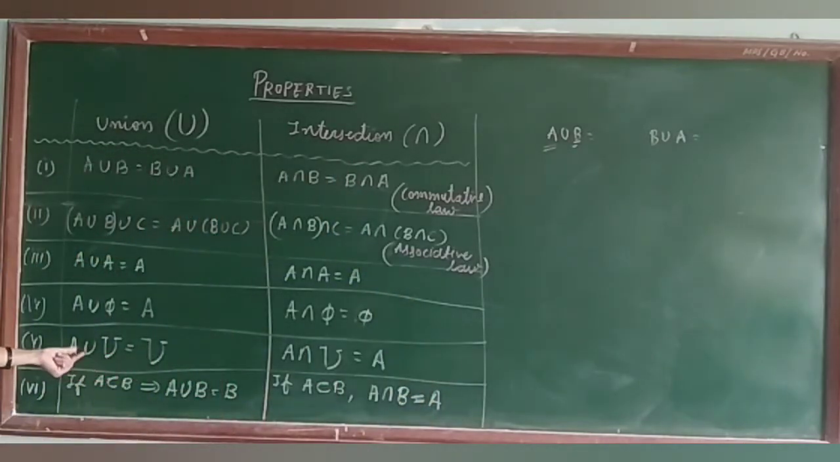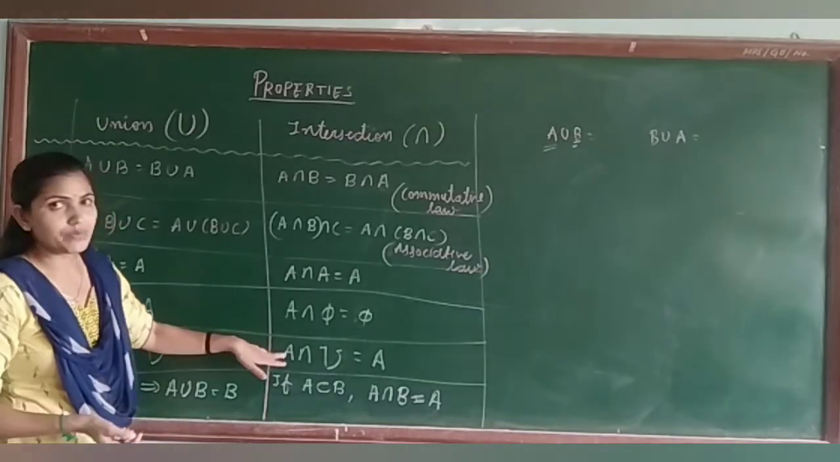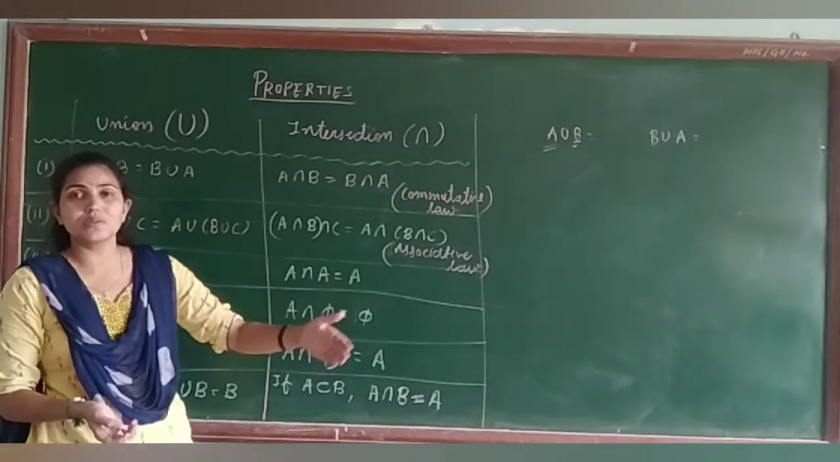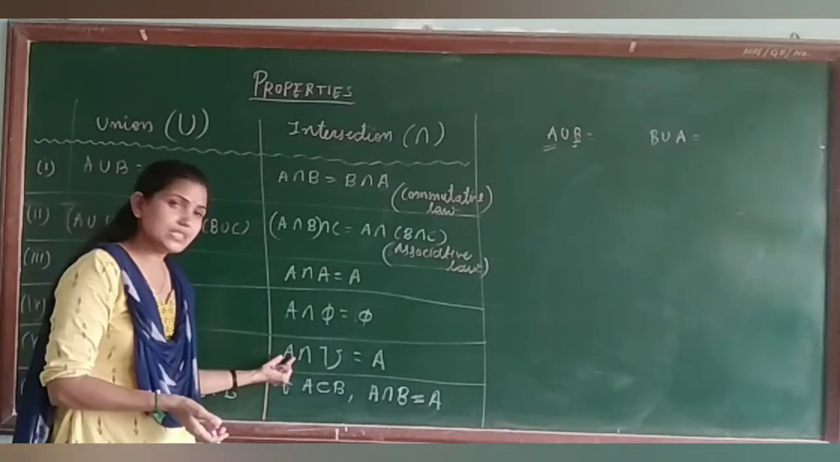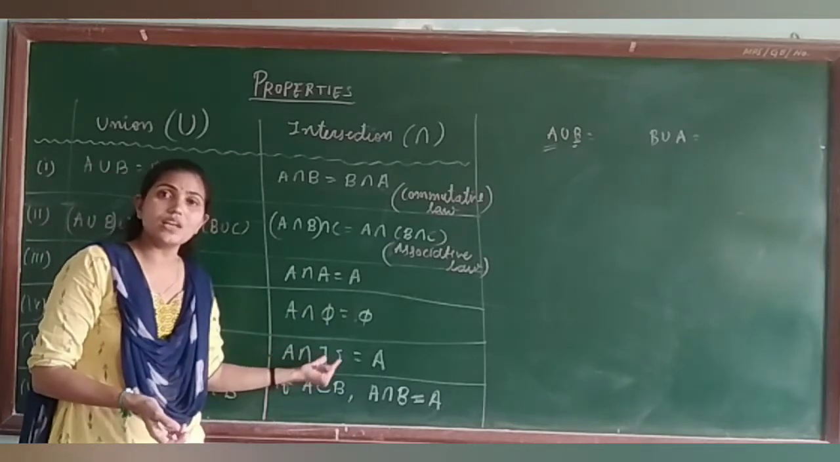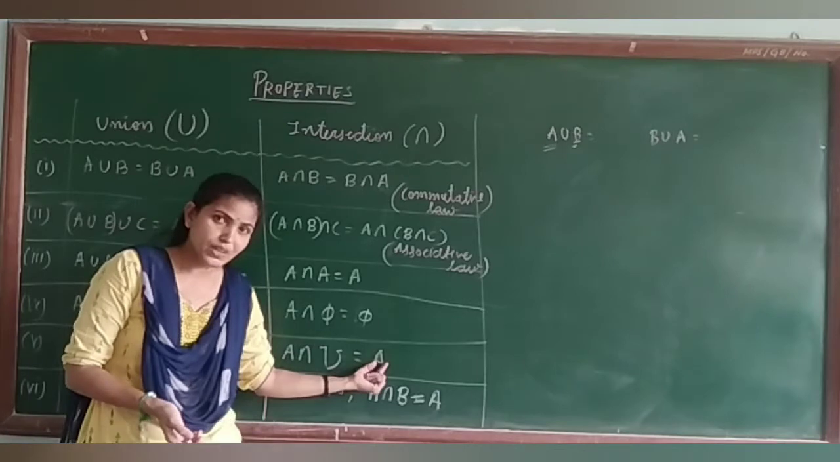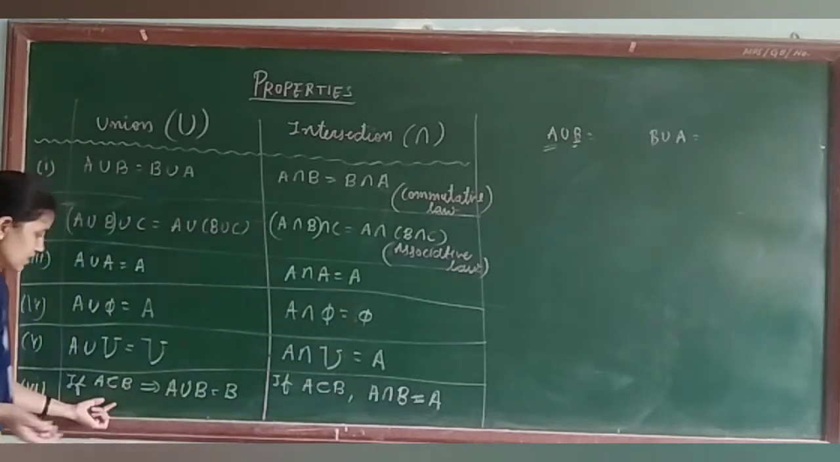Similarly, if you take the union and intersection with the universal set, then if you take the union with the universal set, the universal set consists of all the elements of A. So that means union will give you the universal set. And similarly, if you take the intersection, intersection means the common elements. That means A will be there because A is a subset of U. So therefore A.